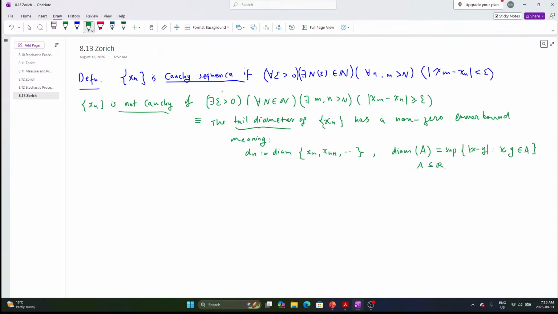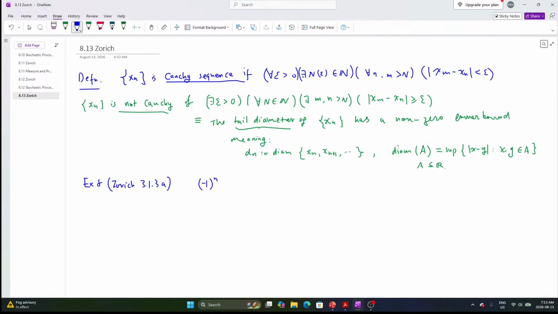So that's the definition of a non-Cauchy sequence. Based on this definition, we can do some examples. This is example 8 in Zorich, by the way, we're doing Zorich 3.1.3a. Minus 1 to the n. Show this is not a Cauchy sequence without invoking the Cauchy convergence criteria. We want to work with the definition alone.